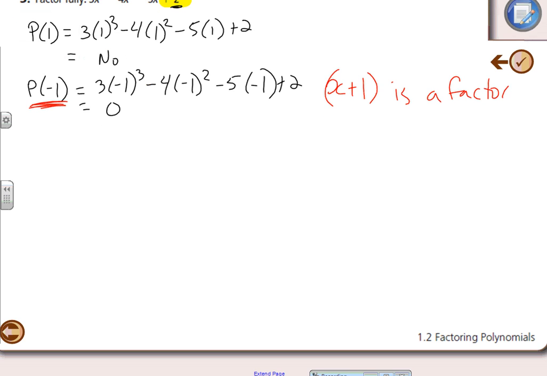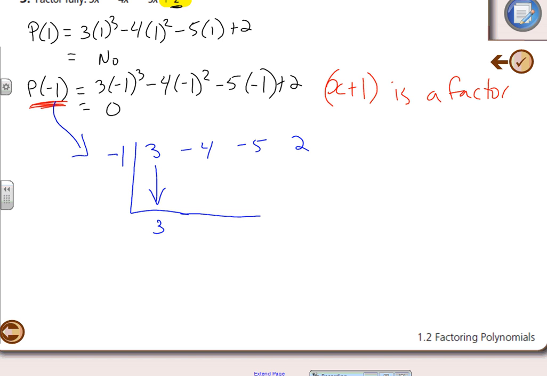Now we're going to use our synthetic division. Whatever number you use that worked there is the number you're using in synthetic. So 3, negative 4, negative 5, 2. Drop it down, 3. Multiply, negative 3. Add, negative 7. Multiply, 7. Add, 2. Multiply, negative 2. Add, 0. If you do not get 0, you did something wrong. Start again. You have to get a remainder of 0 for it to be a factor.